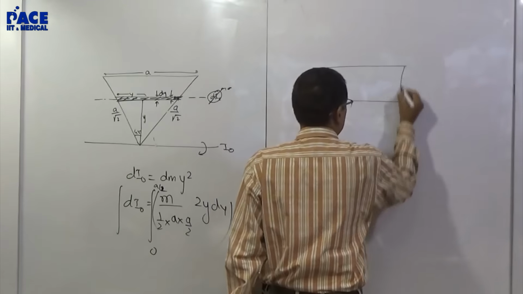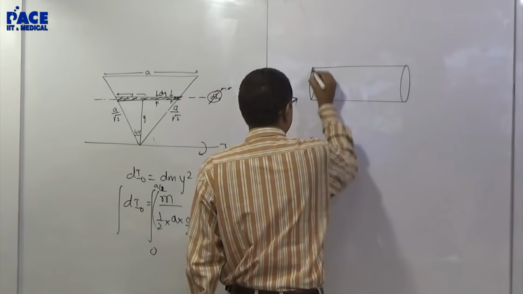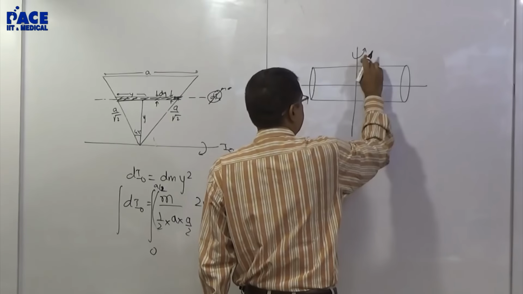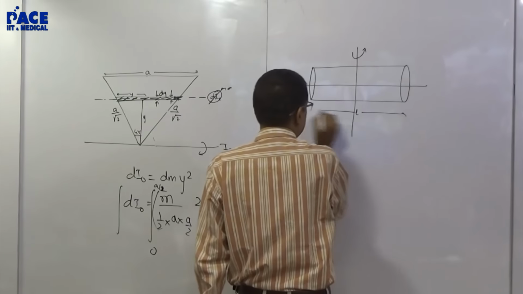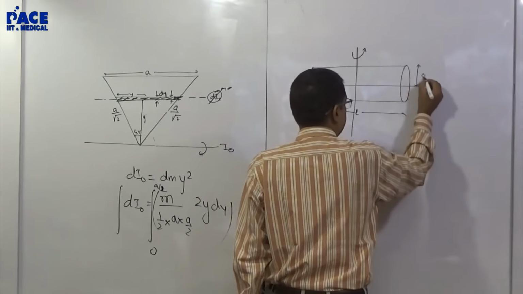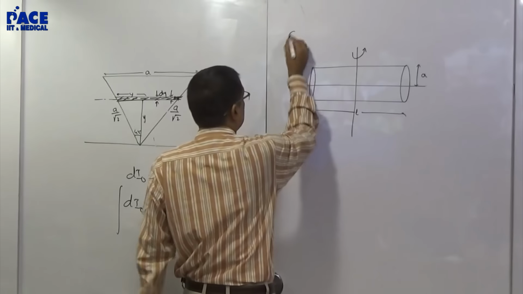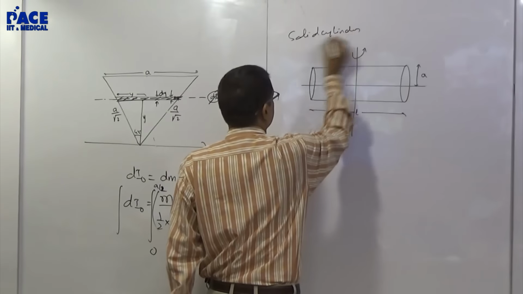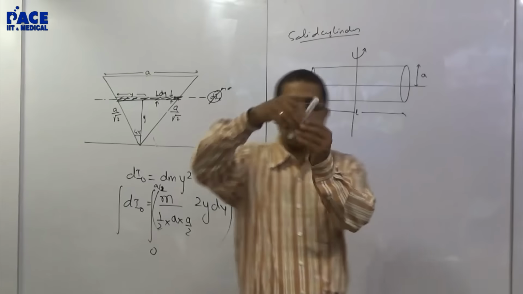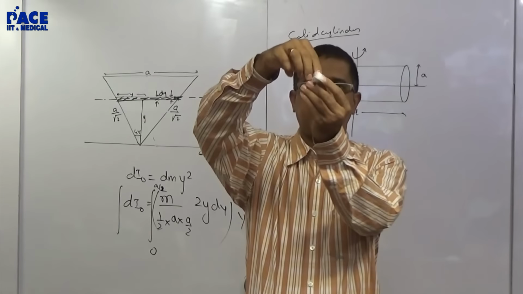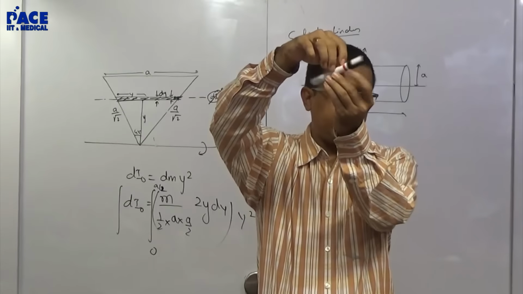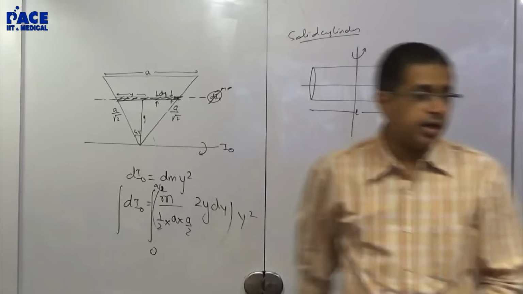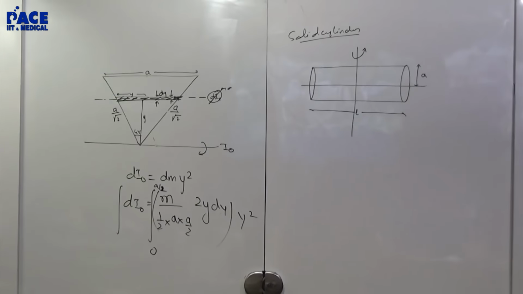Think carefully and solve this problem. Don't be in a hurry. This is a solid cylinder. I want the moment of inertia about this axis. L is the length of the cylinder. A is the radius of the cylinder. That means you are asking me the moment of inertia about this axis of the solid cylinder. Think carefully and solve. Don't be in a hurry.